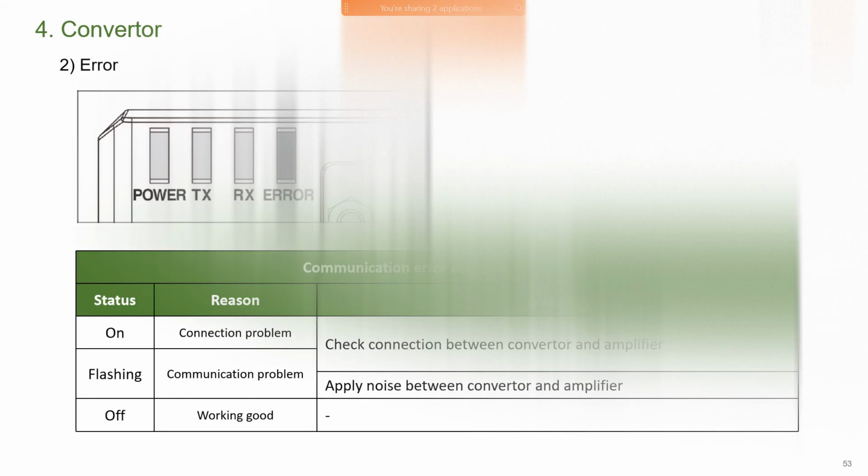Okay, you also have an error indicator. If the error indicator is on, it means a connection problem. The solution is to check the connection between the converter and amplifier, and make sure the connection is okay. If it is flashing, it means a communication problem. Maybe you need to apply a noise filter between the converter and amplifier. If this error indicator is off, it means it is working well.